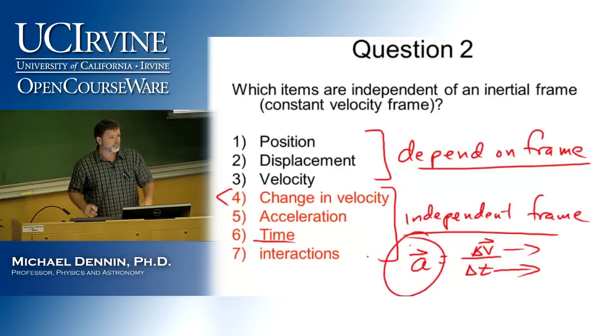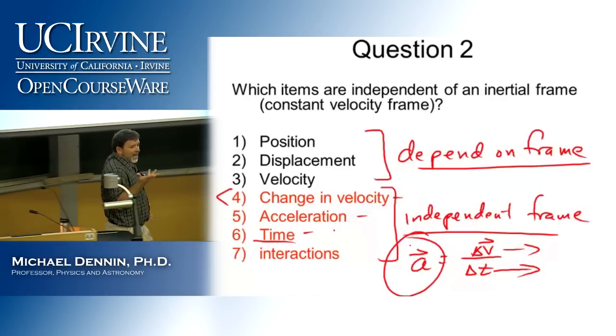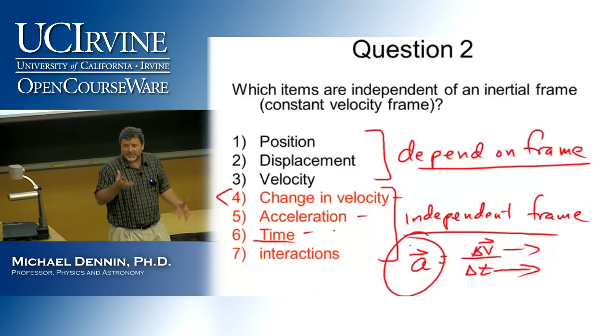Right? If I divide two numbers that are the same and you divide two numbers that are the same, unless one of us types it into the calculator wrong, we get the same answer. So we agree on acceleration, we agree on change in velocity, we agree on time. And the final piece, we agree on interactions.